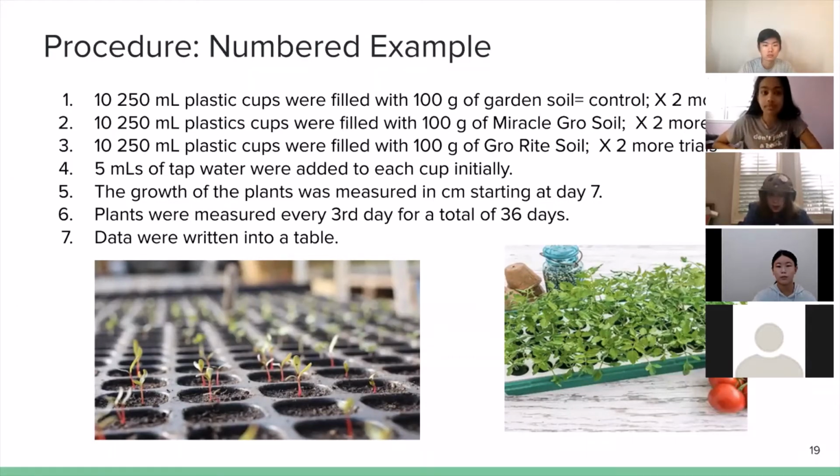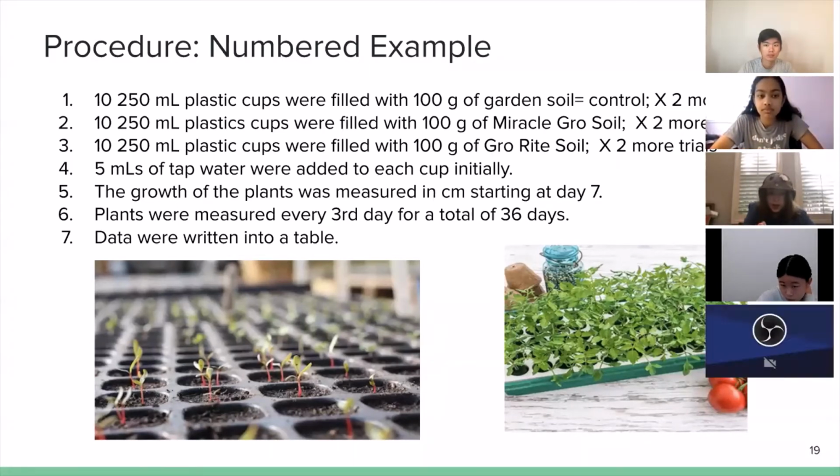Additionally, you want to have multiple trials. For instance, at the end of steps 1, 2, and 3, there are more trials. It's important to get a lot of data. And then finally, you also want to use a lot of pictures when you're making your procedure to add a bit of pizzazz, but also it's important to show what you did.